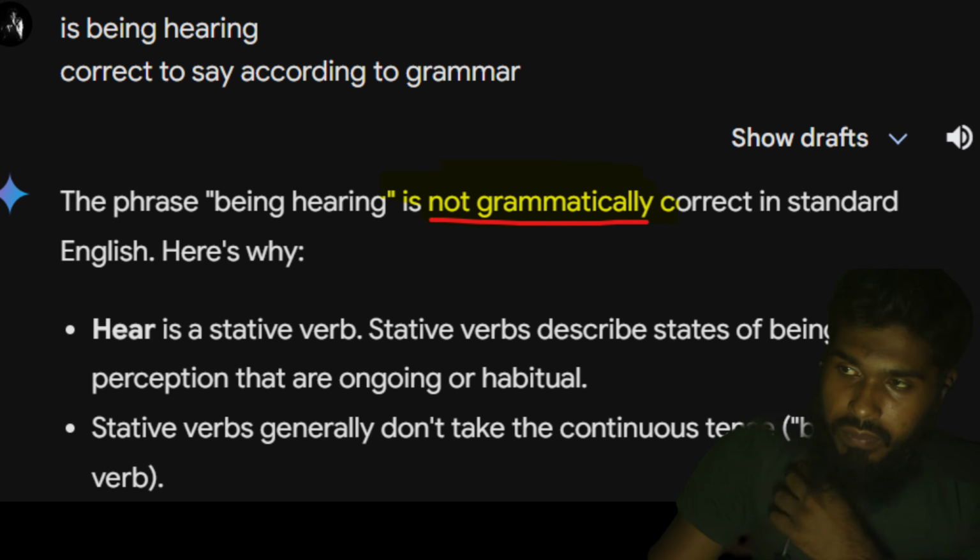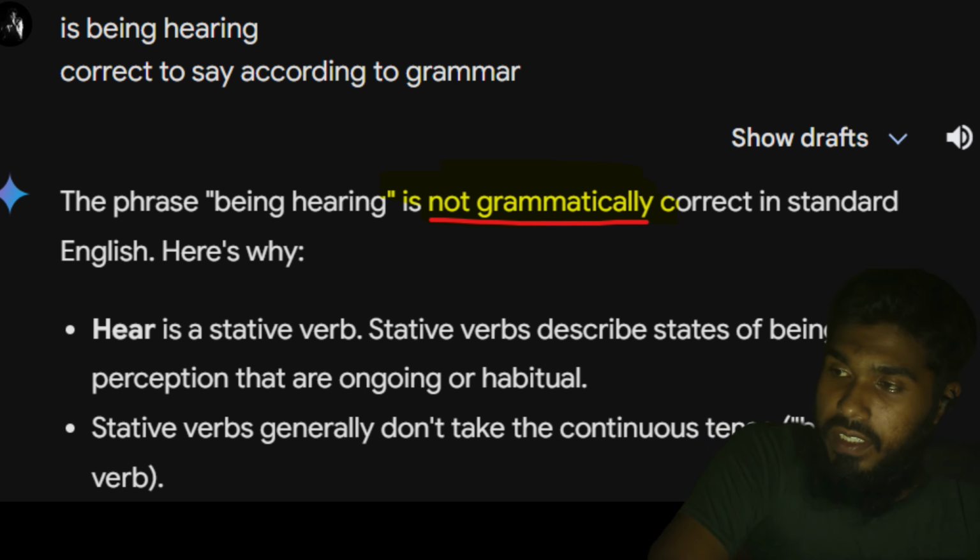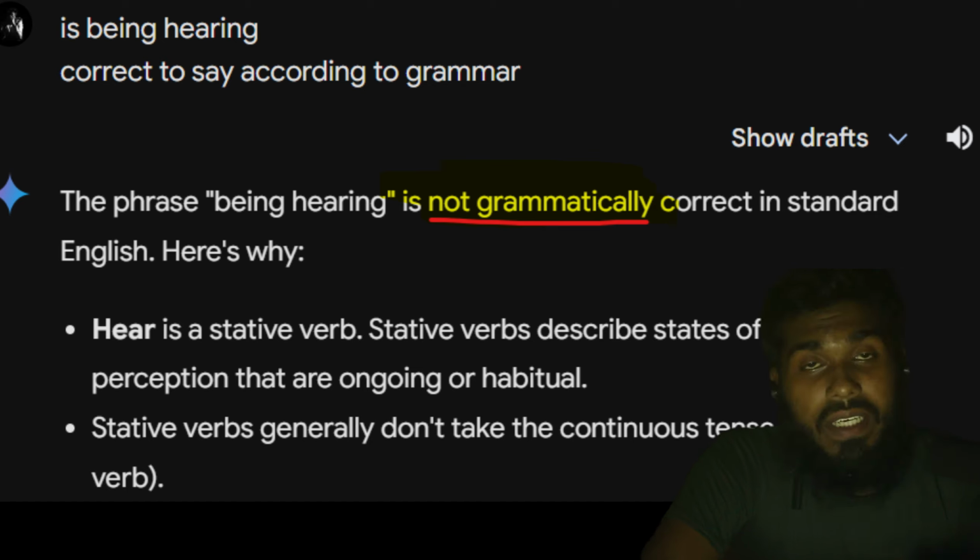And according to Gemini, that Google artificial intelligence, being, hearing is not grammatically correct. We can see that the phrase being, hearing is not grammatically correct in standard English, and here's why. The artificial intelligence has a list of reasons why this is not correct, but although it has a grammatical reference, in standard English, after just 350 years, we don't use it anymore, and that is why it is not standardized, and that's why we're saying that it's incorrect. But it was completely okay just a couple of hundred years ago.